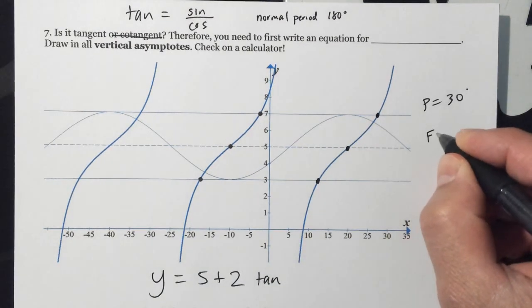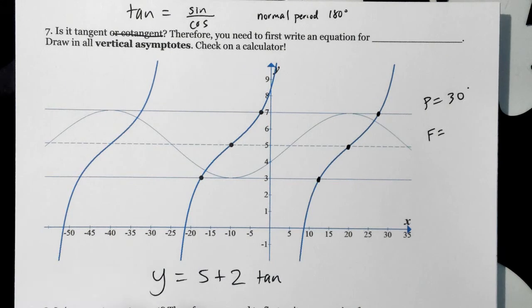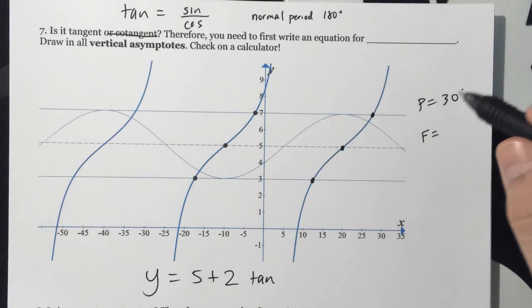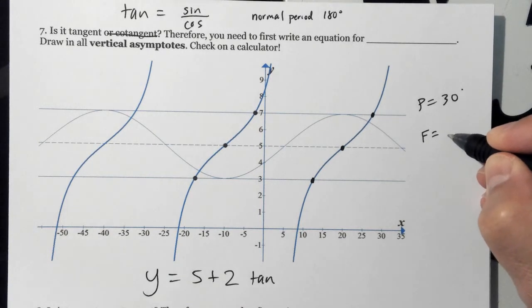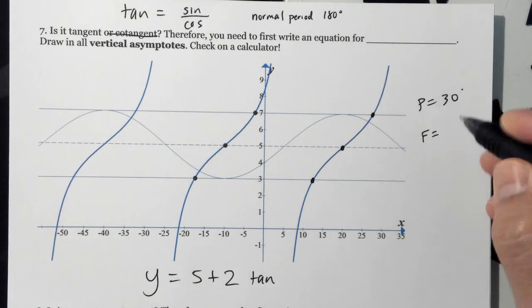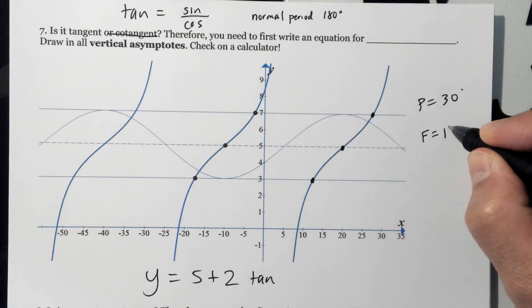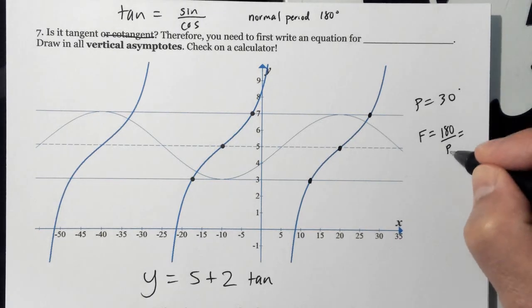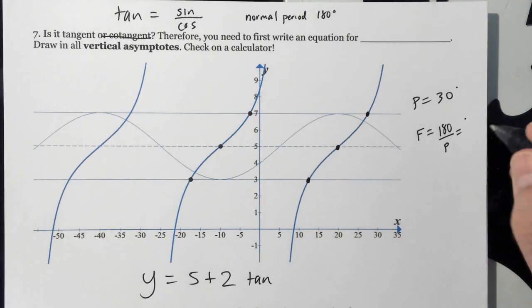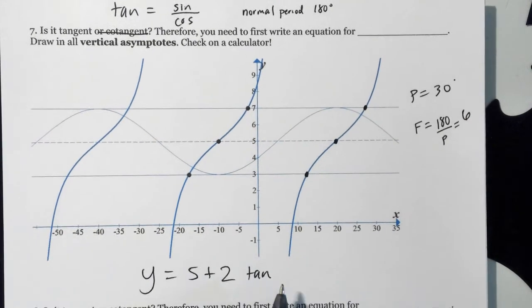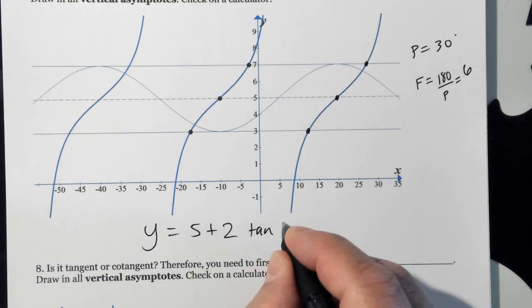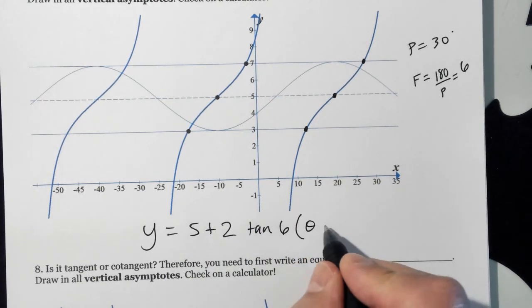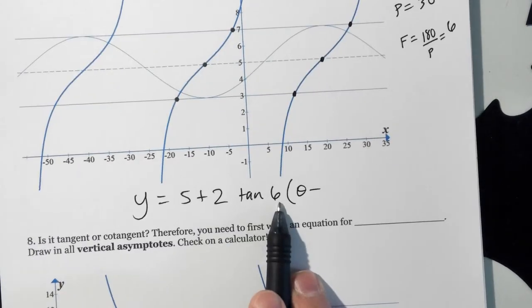And then frequency. Okay, pay attention. Andy, pay attention. Normally it's 360 divided by the period. But for tangent and cotangent, it's 180 divided by period. So 180 divided by 30 is 6. I think in the original video I told you guys 12 because I'm an idiot. But I checked on a calculator. Okay, so that's hard part number 1, finding the frequency.